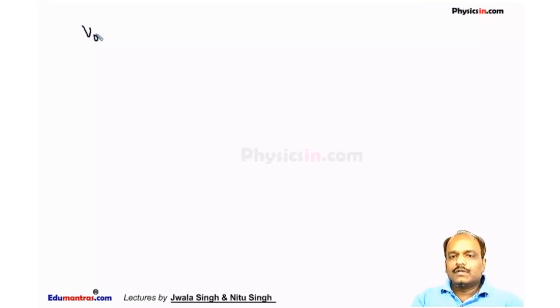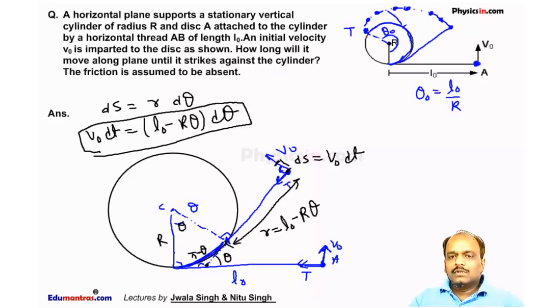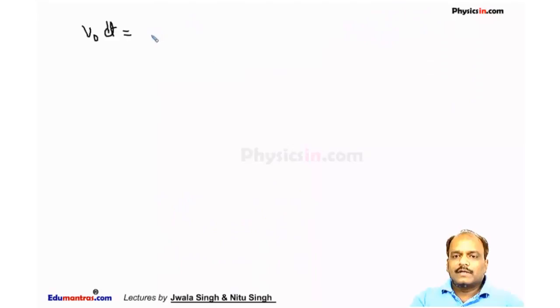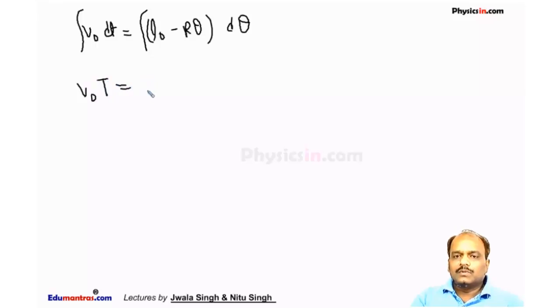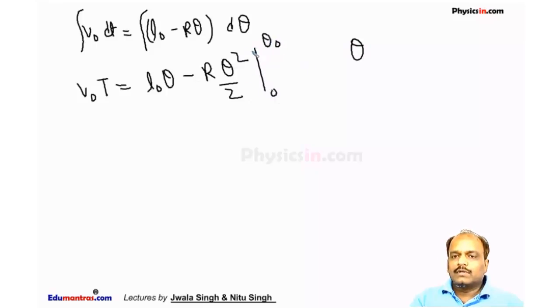I will write it here, v0 into dt is equal to L0 minus r theta into d theta. If I integrate this expression, we get v0 into t, which is equal to L0 into theta minus r into theta square by 2. And we know theta is initially from 0 to theta naught, and theta naught is equal to L naught by r.